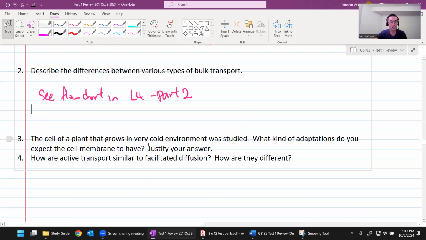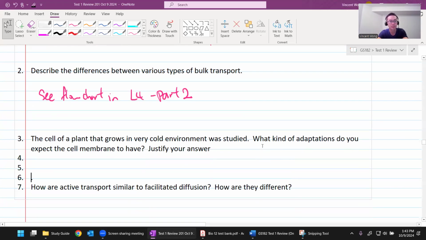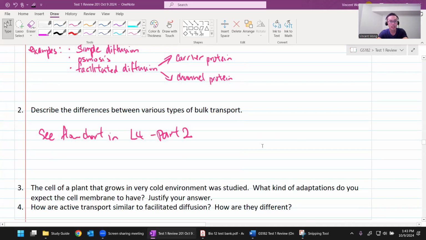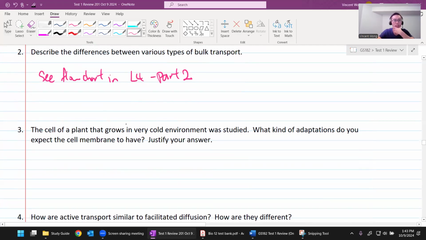All right, the cell of a plant grows in a very cold environment. We study what kind of adaptation? This is like the quiz question that you did for me last night or Monday, depending on when you did it. If it's really cold, then you want to increase fluidity. You don't want it to freeze. You don't want it to become solid. And to increase fluidity, you need to have an increased number of unsaturated fats. That's all I was looking for.